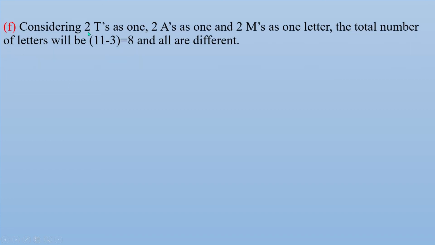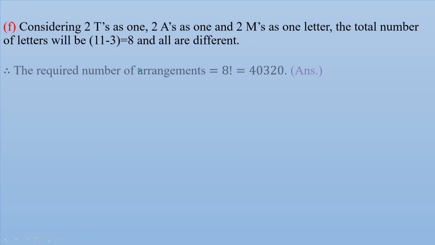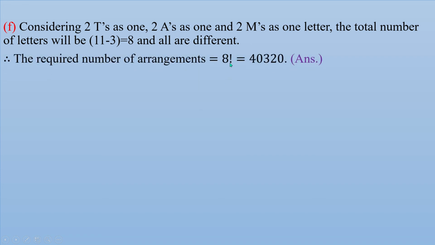F number, considering 2 T's as 1, 2 A's as 1 and 2 M's as 1 letter, the total number of letters will be 11 minus 3, which is equal to 8, and all are different, because 2 T's as 1, 2 A's as 1, 2 M's as 1, and the remaining others are different, so all are different. Therefore the required number of arrangements is equal to 8 factorial, and this is equal to 40320. This is the required answer.